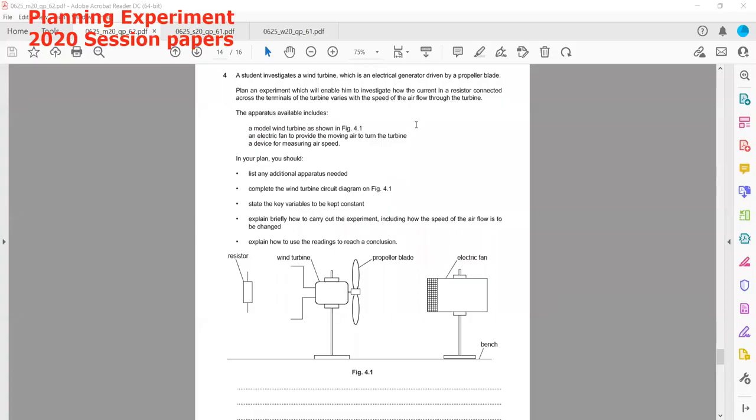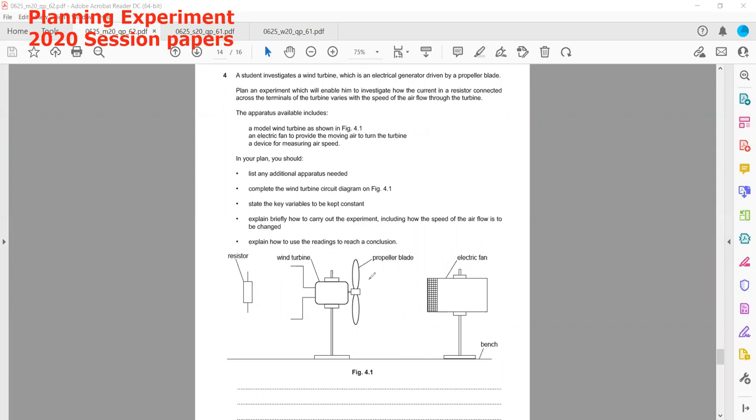So paper 6, again, the last question seemed like chemistry, planning experiment. This question is having like sometimes 6, sometimes 7 marks. So this is from session 2020 papers. A student investigates a wind turbine, which is an electrical generator driven by a propeller blade.